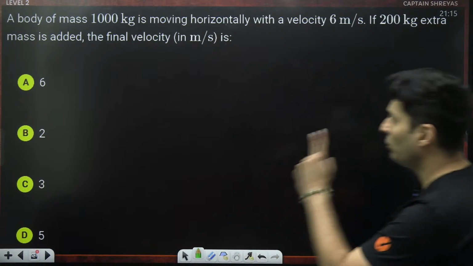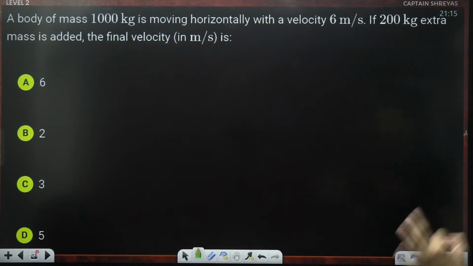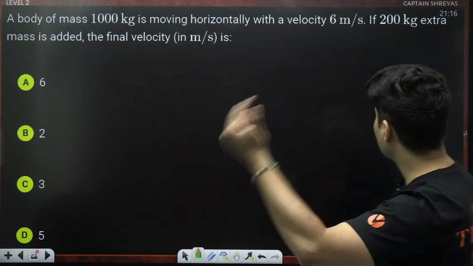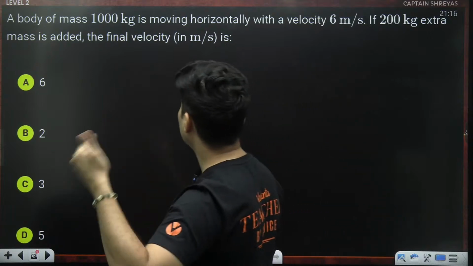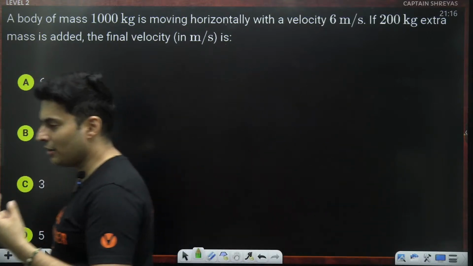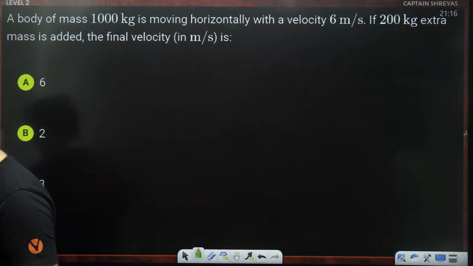Next question. The body of mass 1000 kg is moving horizontally with some speed. If extra mass is added, the final speed is how much? Looks very simple, but there is a small trick in it.